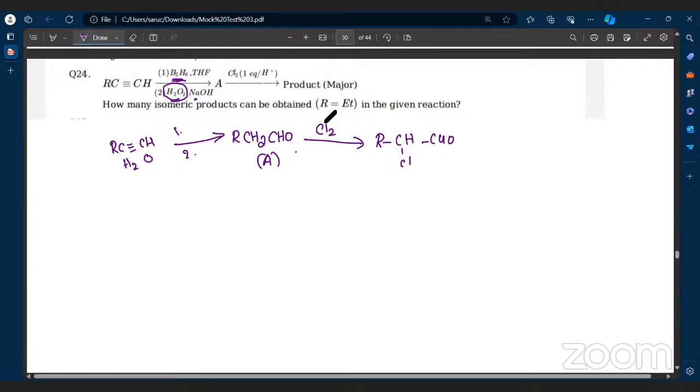For the number of isomeric products, can I say that this is a chiral carbon? Yes, ma'am, it is a chiral carbon. So I can get its mirror image. One will be plus, the other one will be minus. So the answer is going to be 2. Yes, this question.